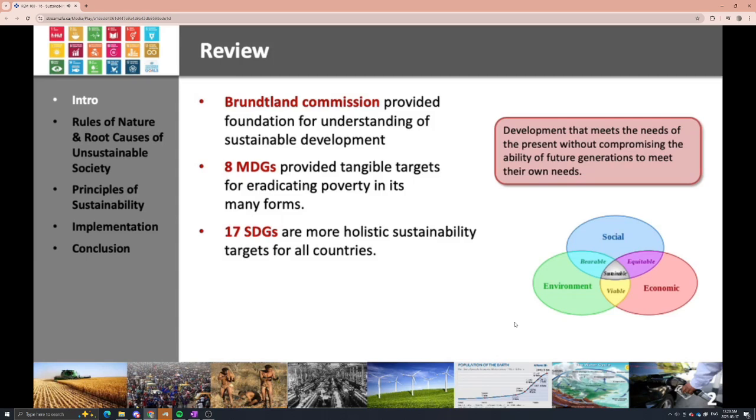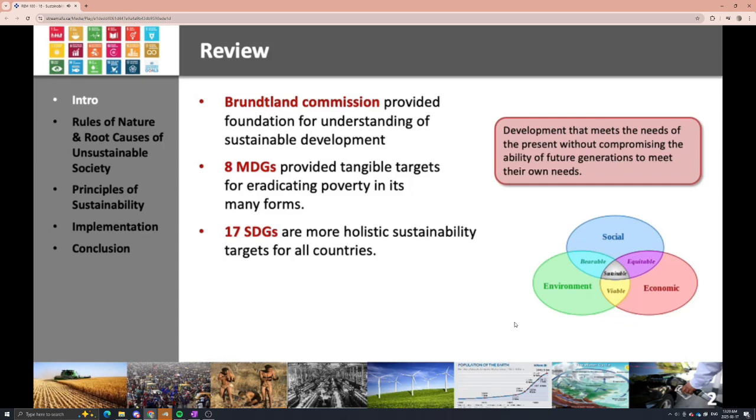The Brundtland Commission offered the first widely used definition of sustainable development, and it highlighted that sustainability is a three-legged stool that only works if environment, society, and the economy are all considered together. We have also introduced the Millennium Development Goals and the Sustainable Development Goals, which have provided the overarching framework for international development work since 2000.